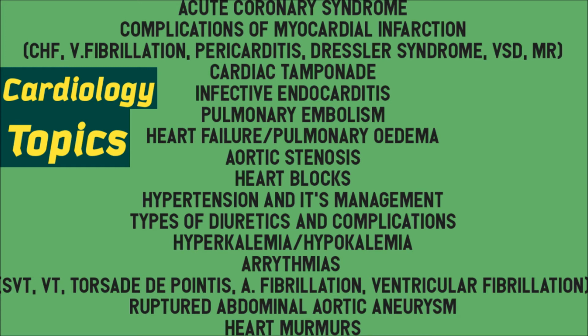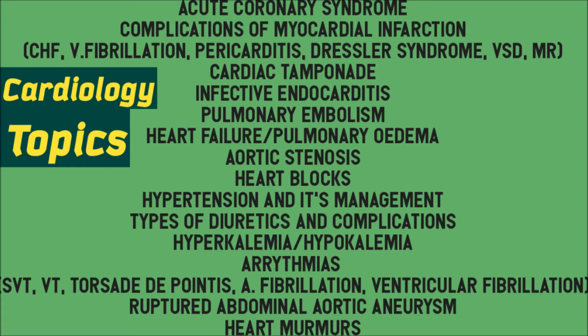Hypokalemia: loop diuretic, thiazide diuretic, vomiting and diarrhea, villous adenoma, renal tubular failure, Cushing syndrome and Conn disease. These are causes of hypokalemia. Hyperkalemia may be due to ACE inhibitors, potassium sparing diuretics, that is spironolactone, CKD, Addison disease and congenital adrenal hyperplasia.